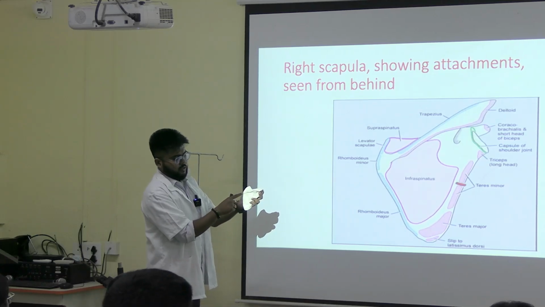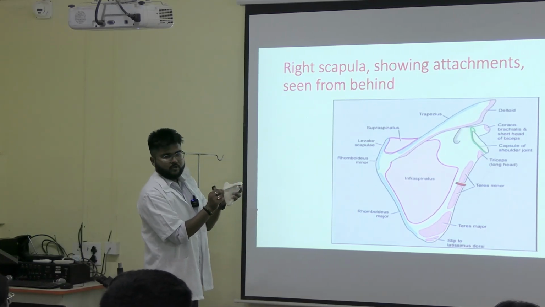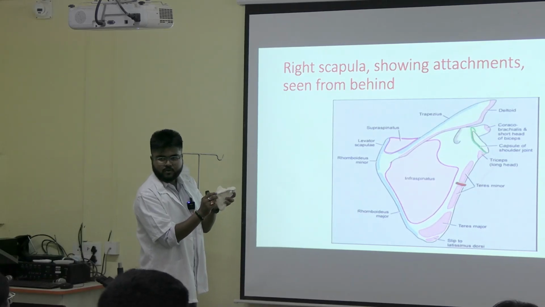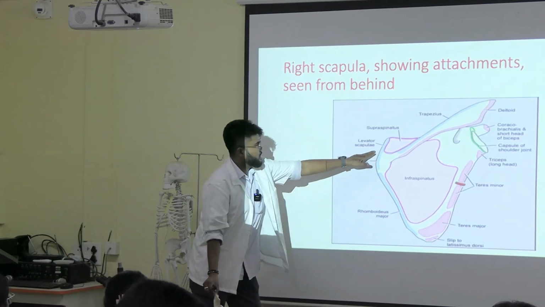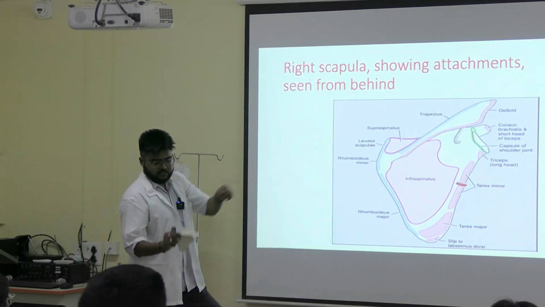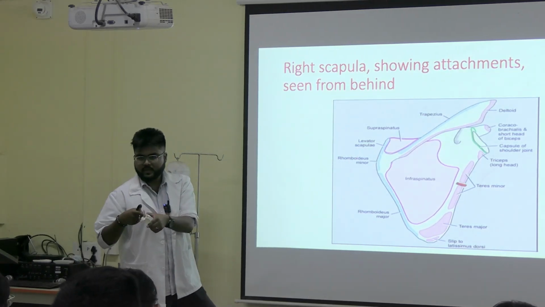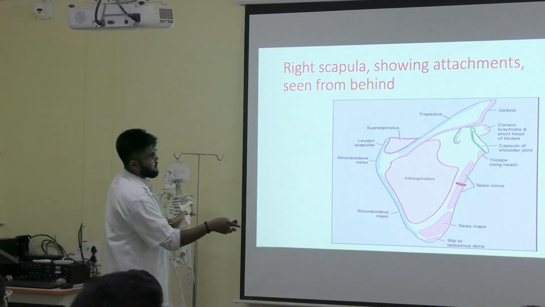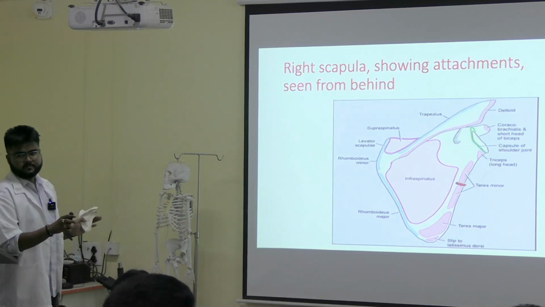Always remember this is the root, because from here the spine of the scapula starts. So this is your root. Close to your root, the levator scapulae muscle is attached. And supraspinatus you already know, the supraspinatus muscle is attached here. So clear, the muscle attachment.